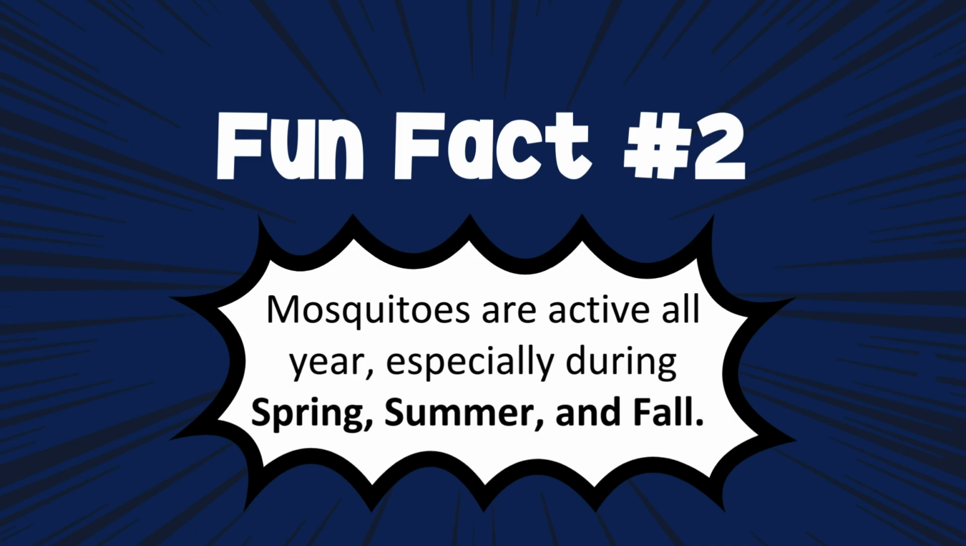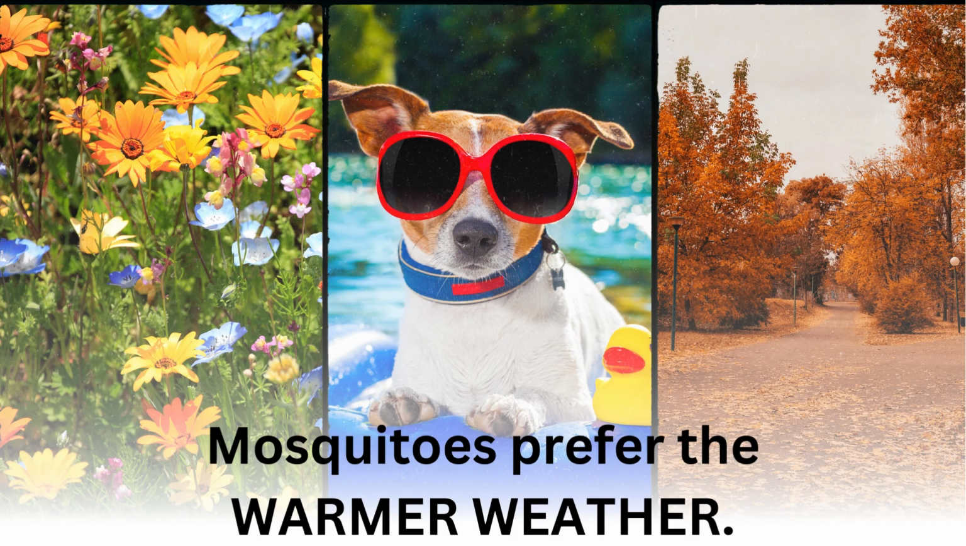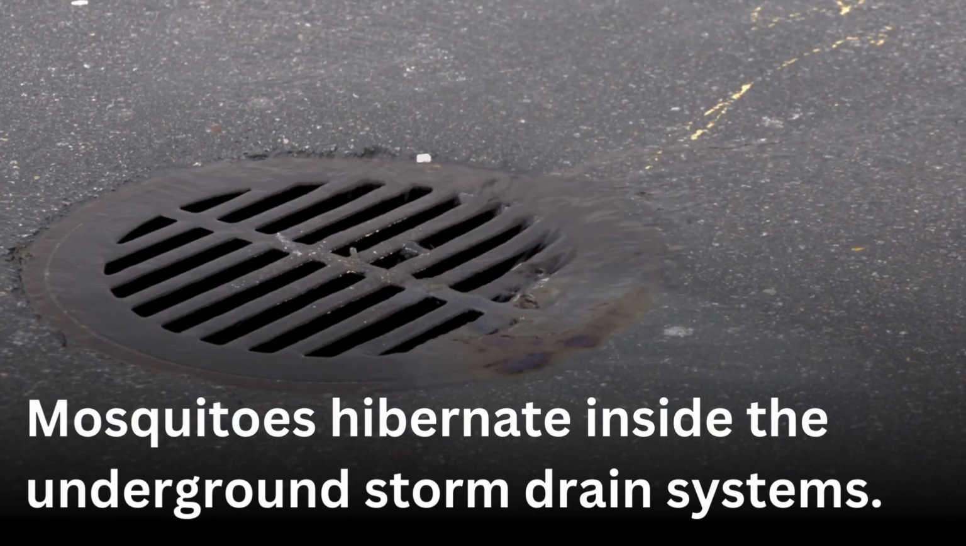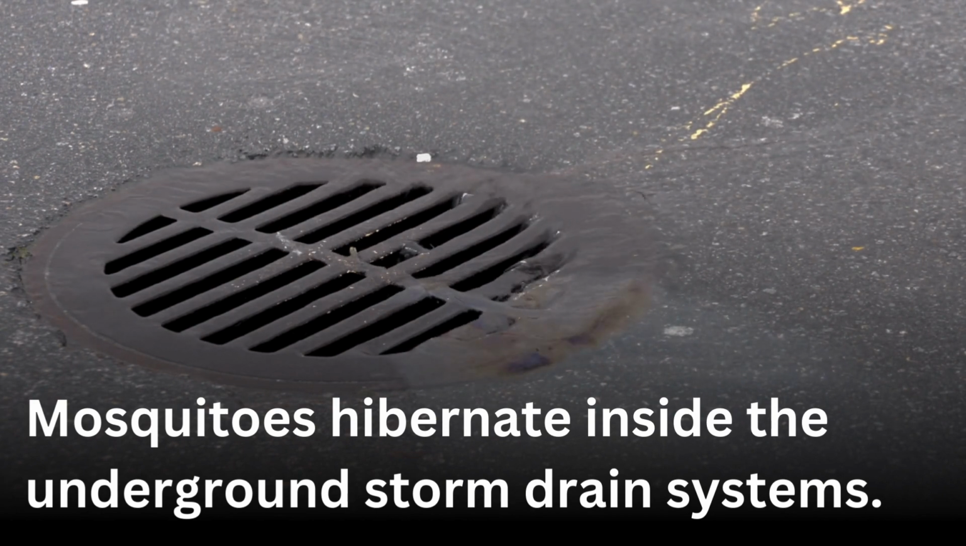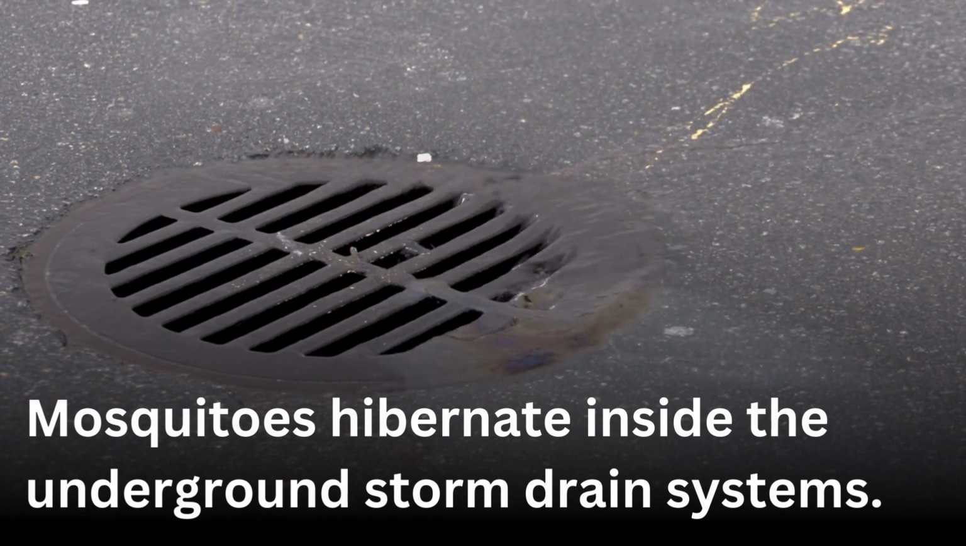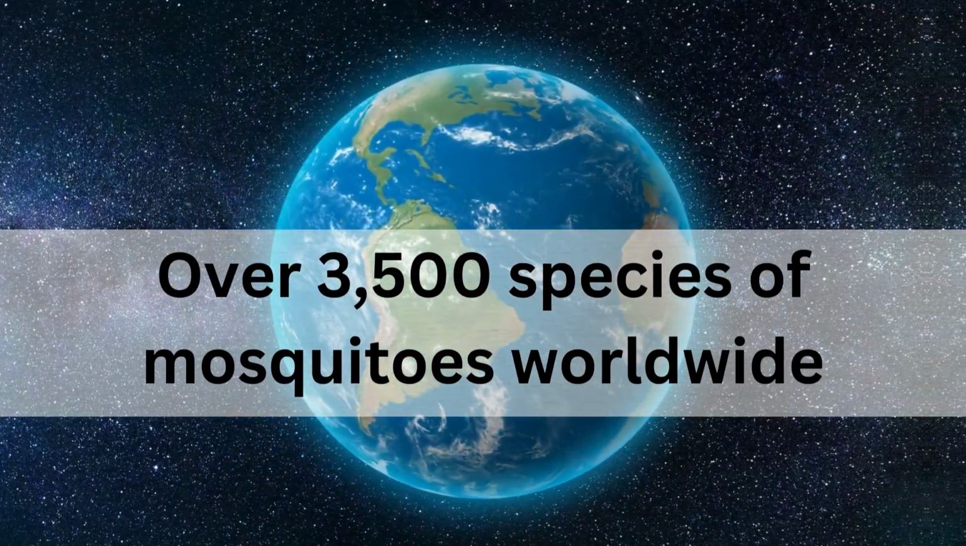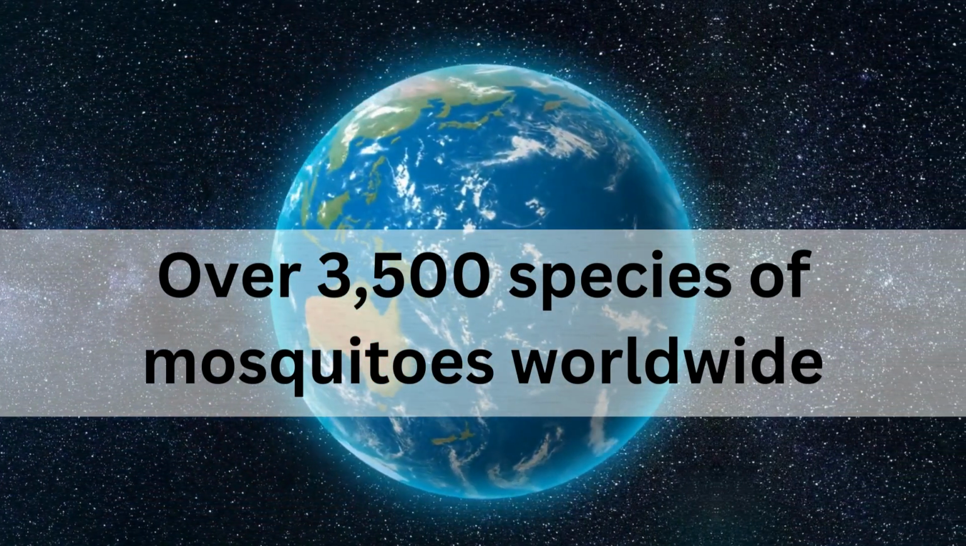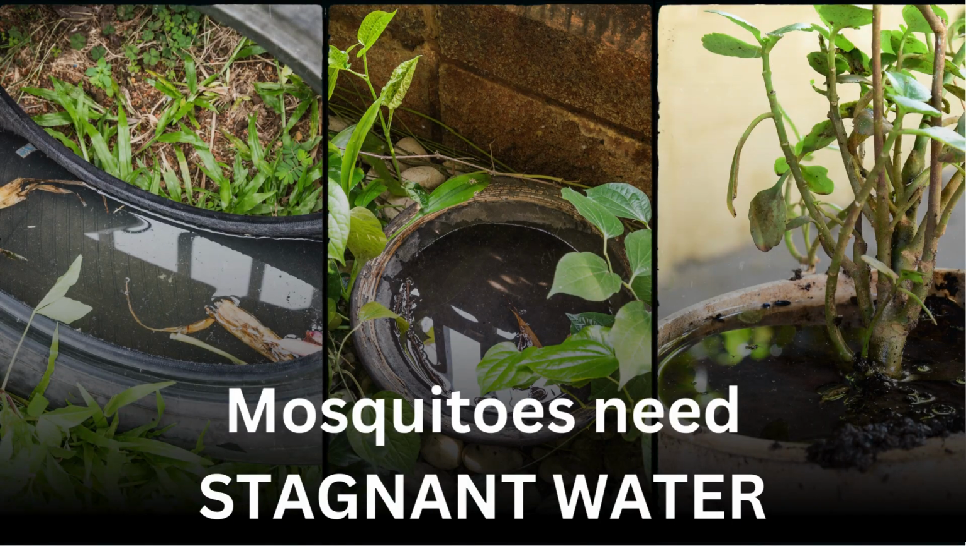Mosquitoes are active all year round, especially during spring, summer, and fall. The reason why is because they prefer the warmer weather. And during the winter, mosquitoes go underground into the storm drain systems where they hibernate. There are over 3,500 species of mosquitoes worldwide, but they all have something in common. They all need stagnant water.